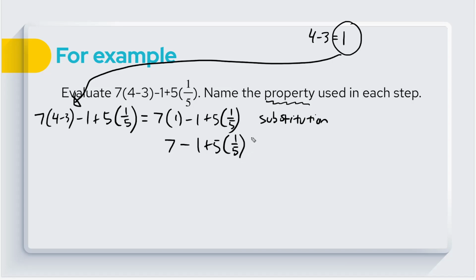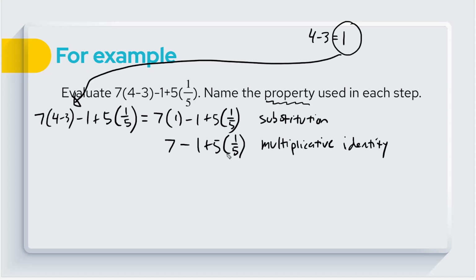And how do we know that? How do we know that 7 times 1 is 7? Well, this is the multiplicative identity. Multiplicative identity. All right, what can we do now?